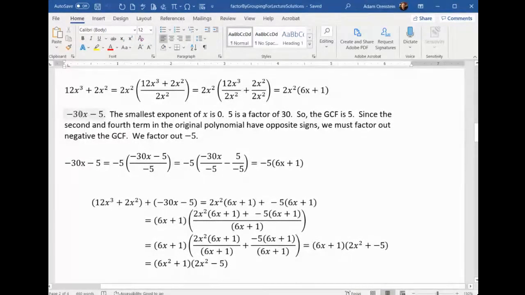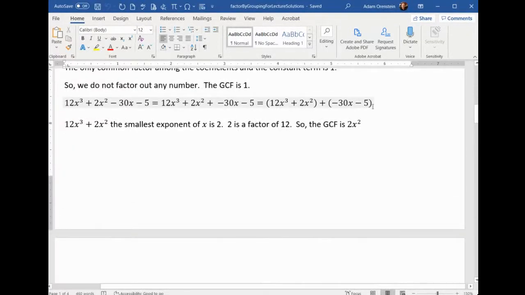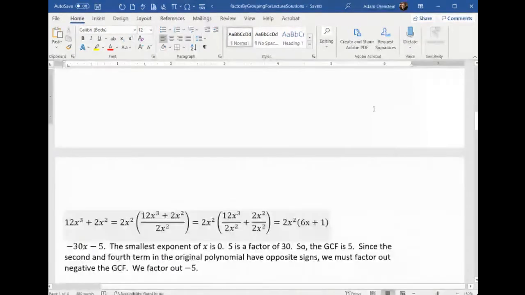Okay, so we also have minus 30x minus 5. Remember, let me scroll back up. That was the second group. So let's handle that.